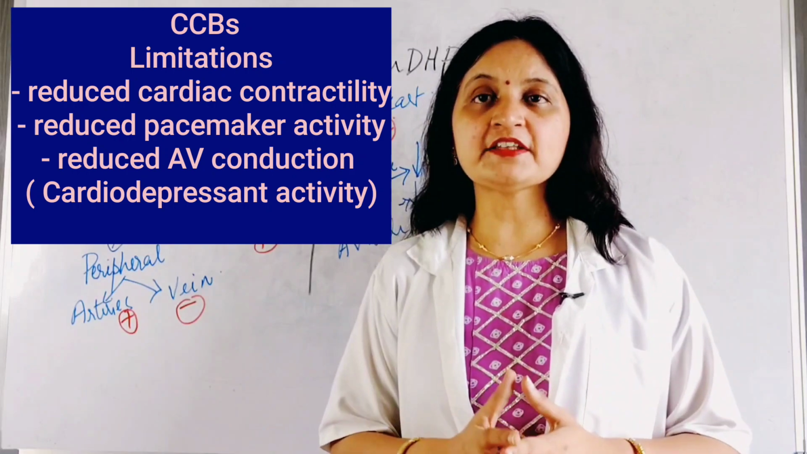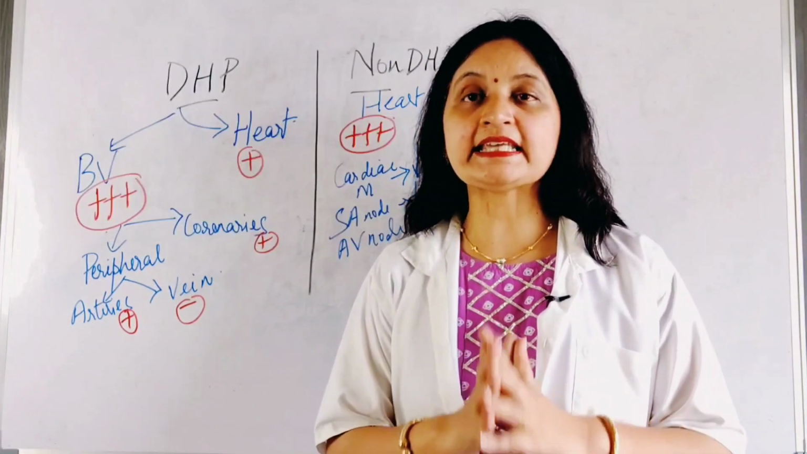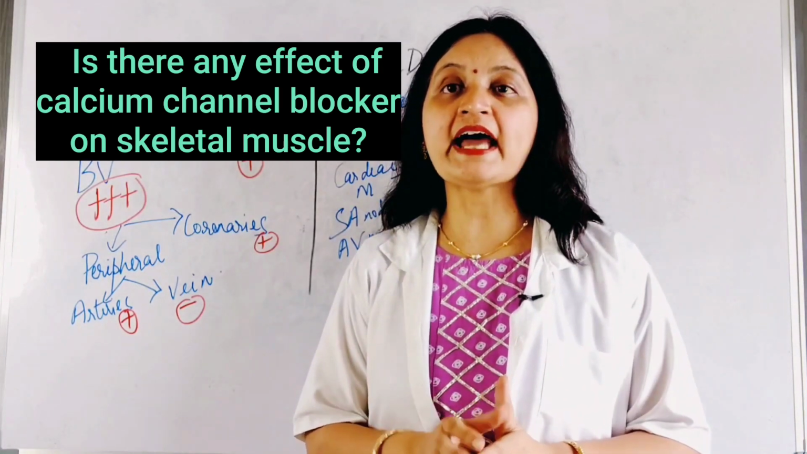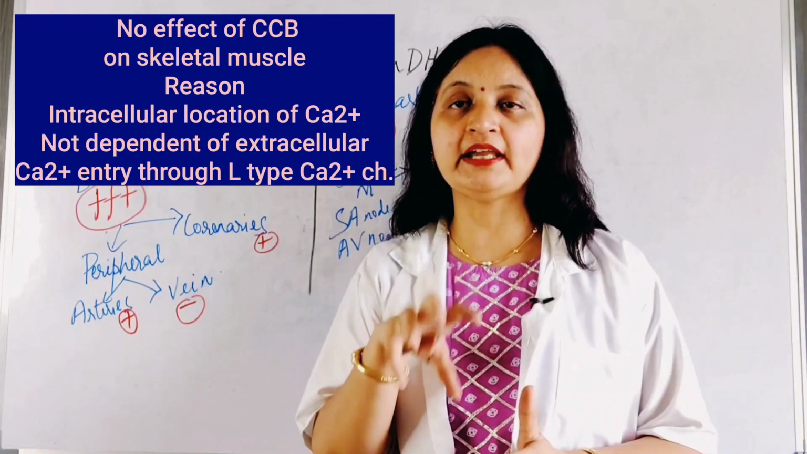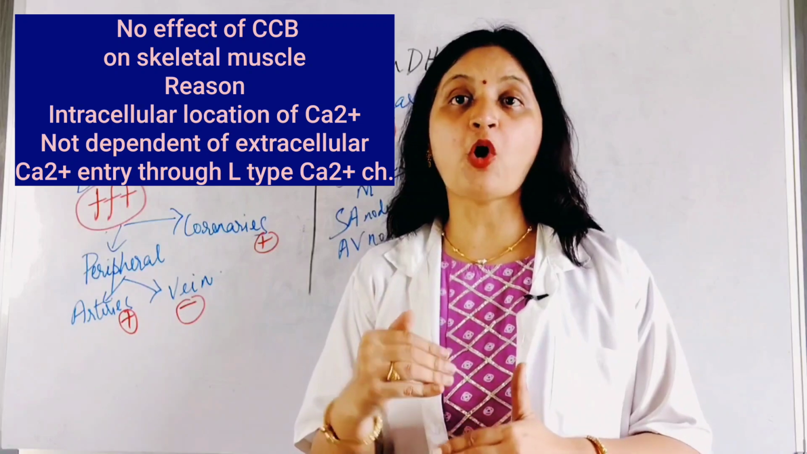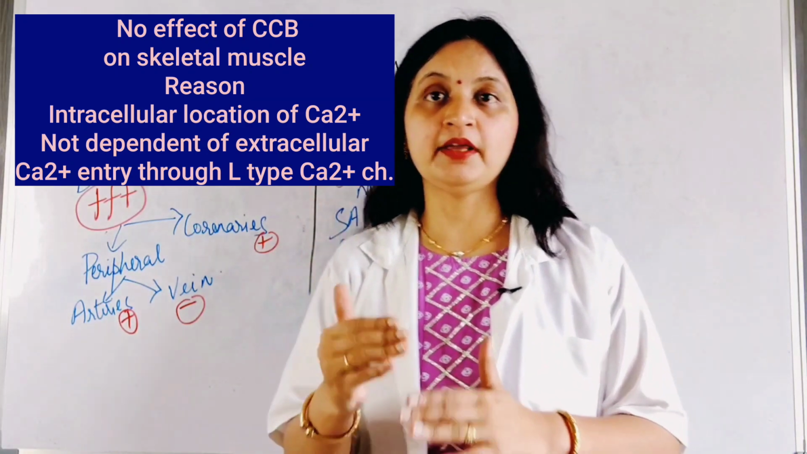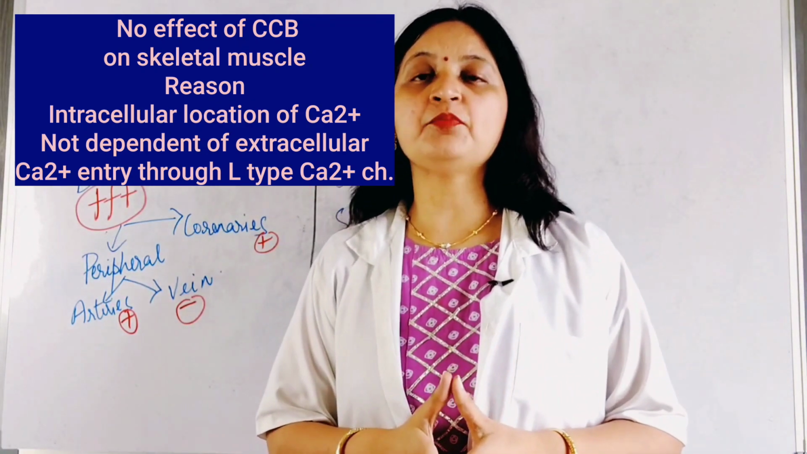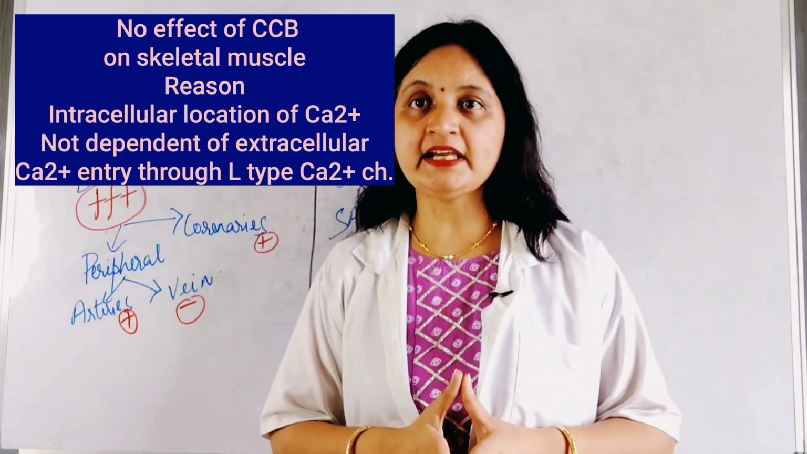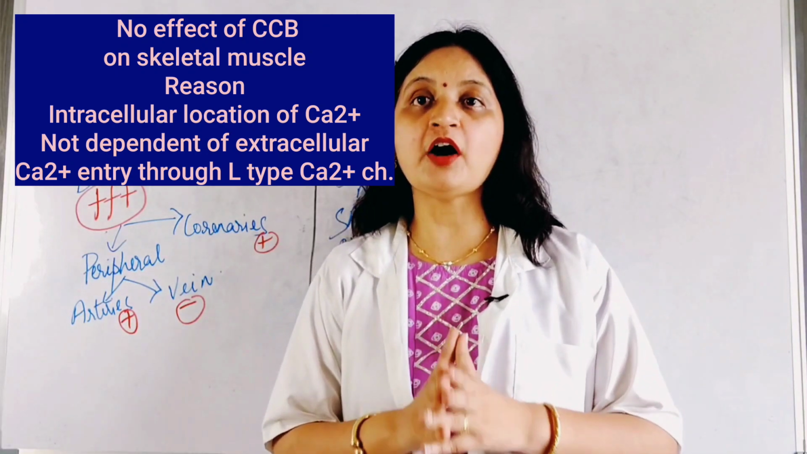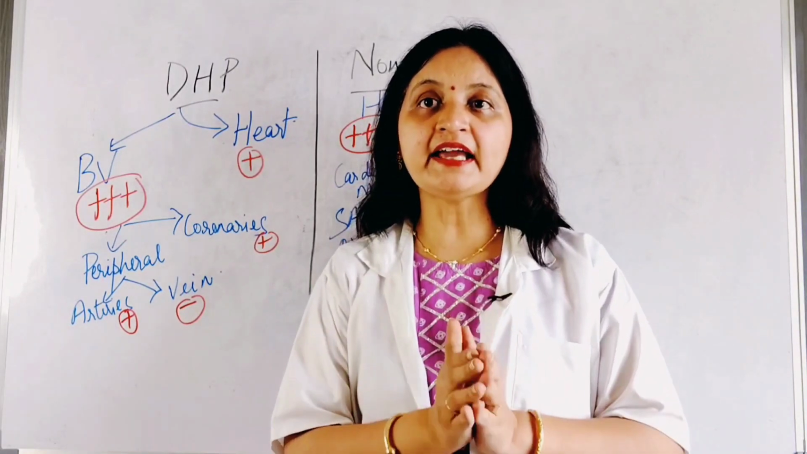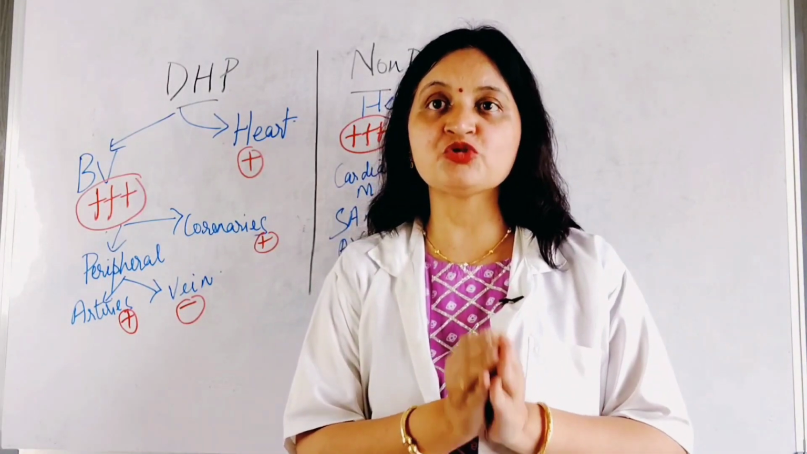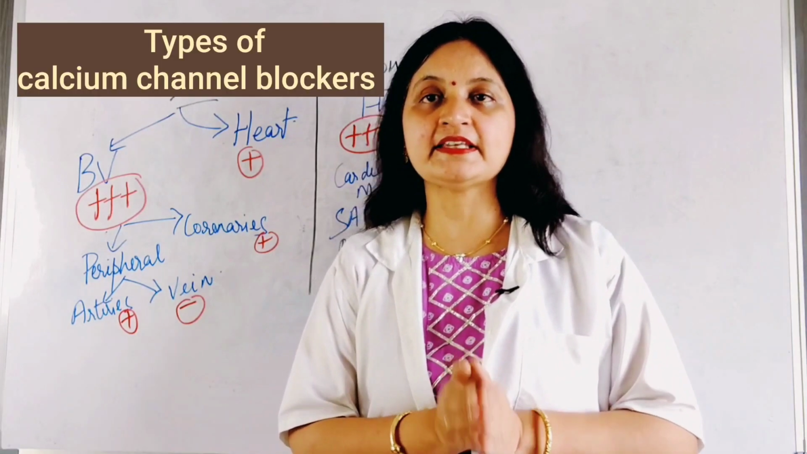So what about the effects of calcium channel blockers in the skeletal muscle? It is to be noted that the calcium in the skeletal muscle is intracellularly located and is not dependent on extracellular calcium. Thus, the calcium channel blockers are ineffective on skeletal muscles. They produce profound action on the blood vessels and heart, and the desired action is on the blood vessels, to act as an antihypertensive agent.